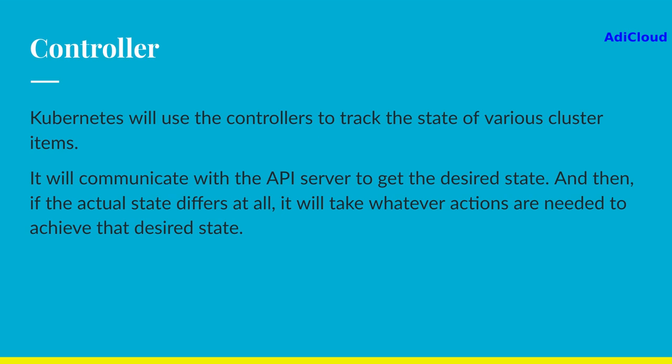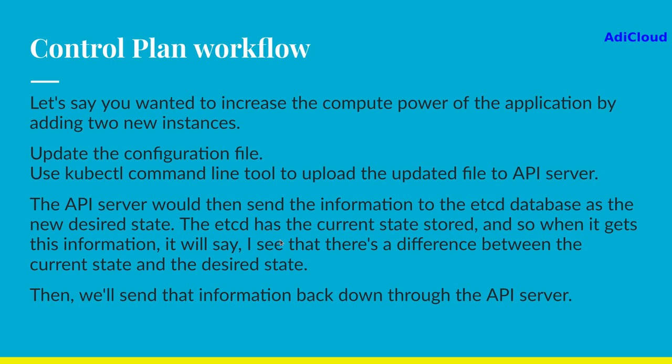So for example, initially you have one pod or one container running, and a user requested, hey, I need 2 containers. So the controller will make sure, with the help of the API server, to achieve this. The actual state and the desired state should be matched.